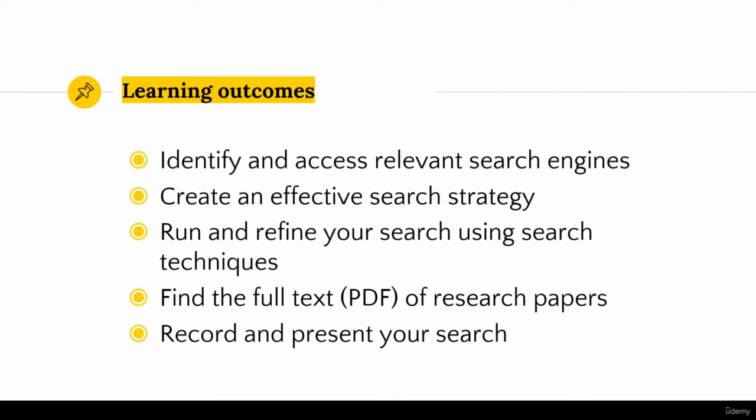We are then going to both run a search in a dedicated database and refine that based upon the searches that you return using some advanced search techniques that I will introduce to you. The next stage is to obtain the full text of the article or the PDF of the research paper, and I'm going to take a look at some browser extensions and other techniques for getting access to the full text. And finally, if you have a requirement to record and present your search, I'm going to show you a shortcut in how to do that.